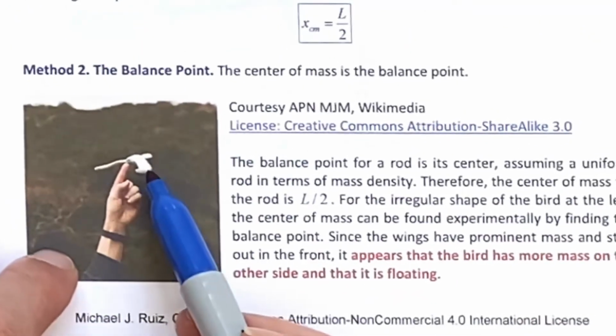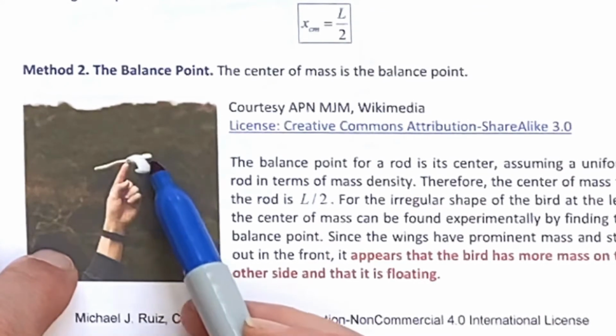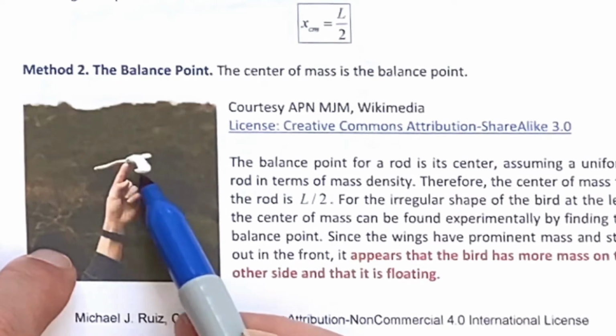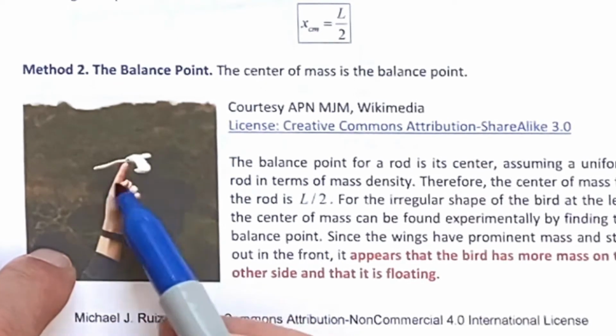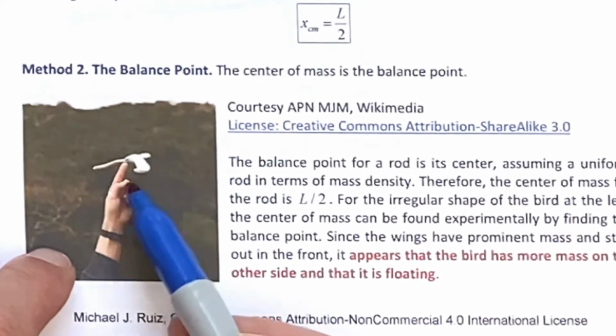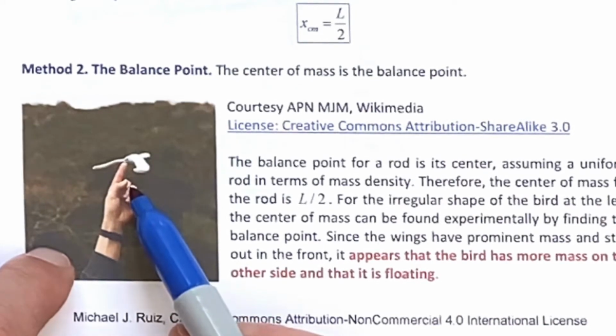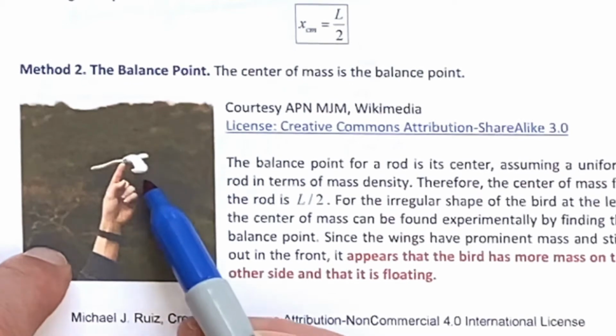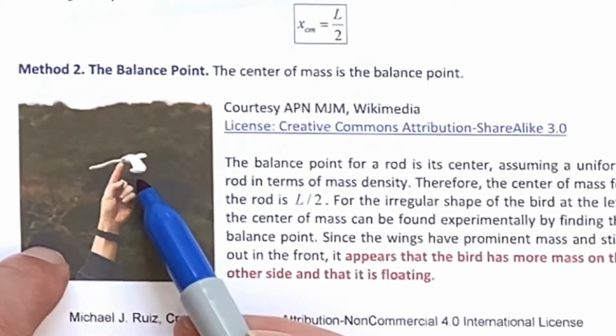Here's a cute little toy, a bird that looks like it has more mass back there, and it's like floating, but really these front parts, these wings, stick out very, very much this way, and they are massive, so that when you balance it, it kind of looks like an illusion, like it's not balanced, but really it is.